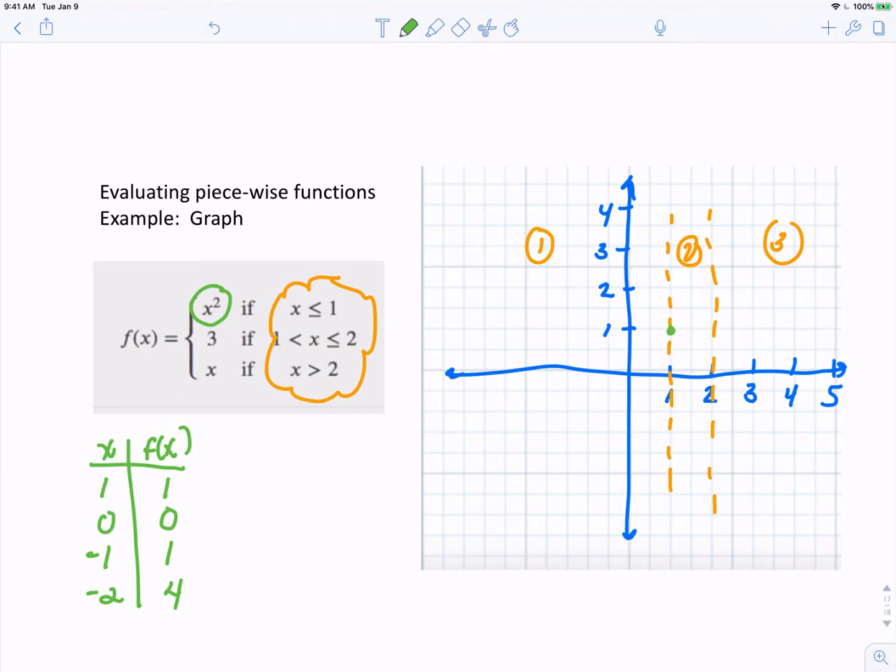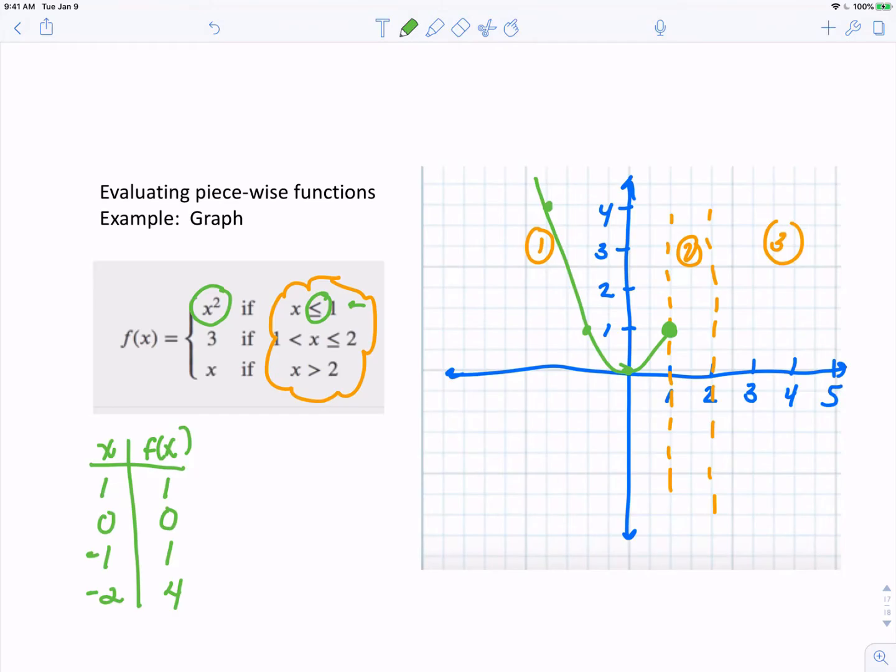1, 1, 0, 0, negative 1, 1, and negative 2, 4. So we can see it's this piece of a parabola that looks like this. And as we have an equal sign in our inequality, I filled in a circle there.